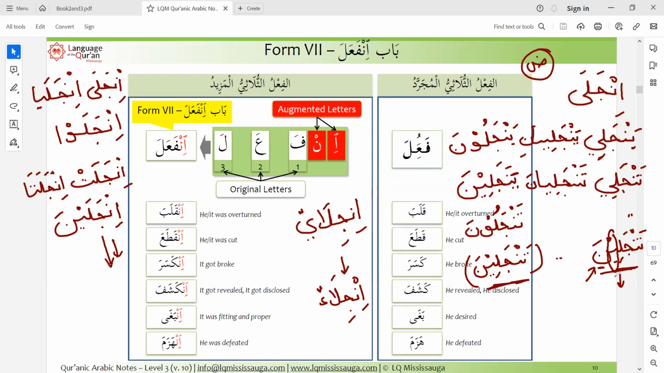And similarly, we have Inbaga, Yanbagi. It's again important because this is also naqis. Inbaga, Yanbagi: it was proper, it was fitting. So we say Yanbagi lit-tullab: it is befitting for the students that they exhibit good manners. Inbaga and then Yanbagi.